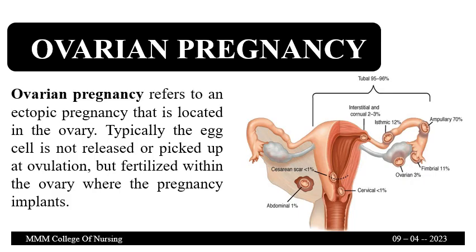So next type is the ovarian pregnancy. Ovarian pregnancy refers to an ectopic pregnancy that is located in the ovary. Typically, the egg cell is not released or picked up at ovulation, but is fertilized within the ovary, where the pregnancy implants.